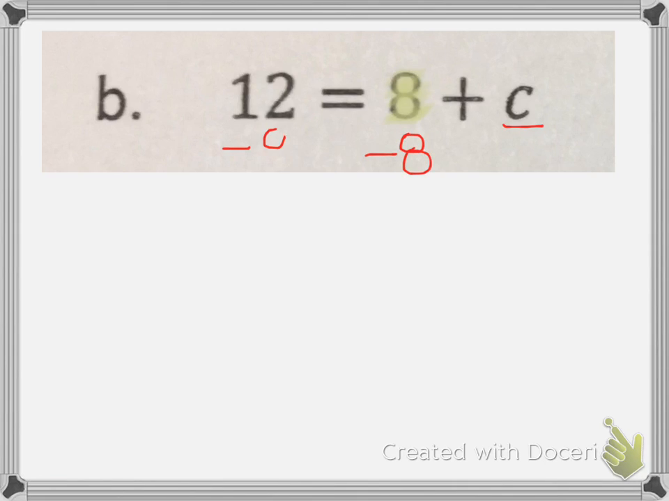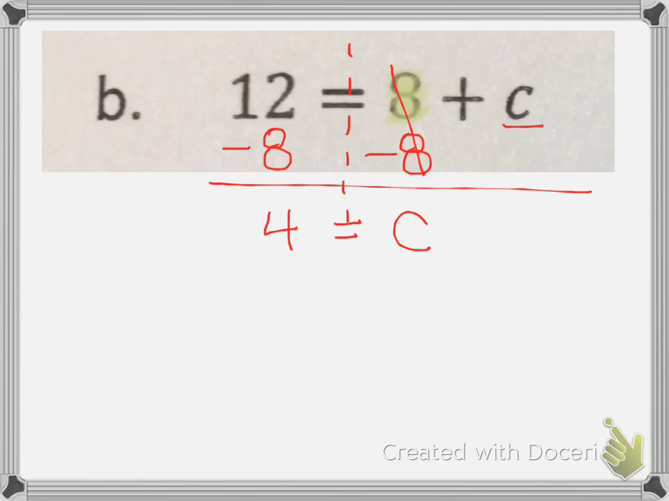And whatever I do to one side, I have to do to the other side. Remember, the equal sign is your fulcrum. That's where it changes. So 8 minus 8, that's 0, or they cancel out, and I get C all by itself, and it's going to tell me what C is equal to. As soon as I do this subtraction problem, 12 minus 8 is 4. C is 4. Let's check it. 12 equals 8 plus C, which I know is 4. 12 equals 12. Is that true? Yup, I'm right.